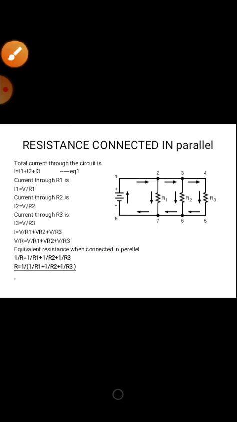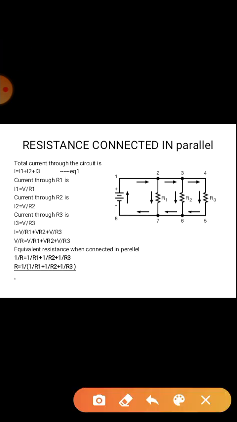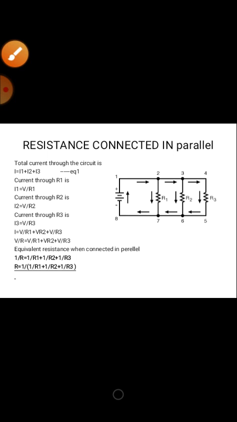So moving to the next concept, resistances connected in parallel. One simple circuit diagram is shown here. In this circuit diagram, three resistors are connected, but these are in parallel. So there are also 2 points. Voltage across all the resistances is the same, but the current will get divided through the resistances. So the total current through the circuit is I equal to I1 plus I2 plus I3.